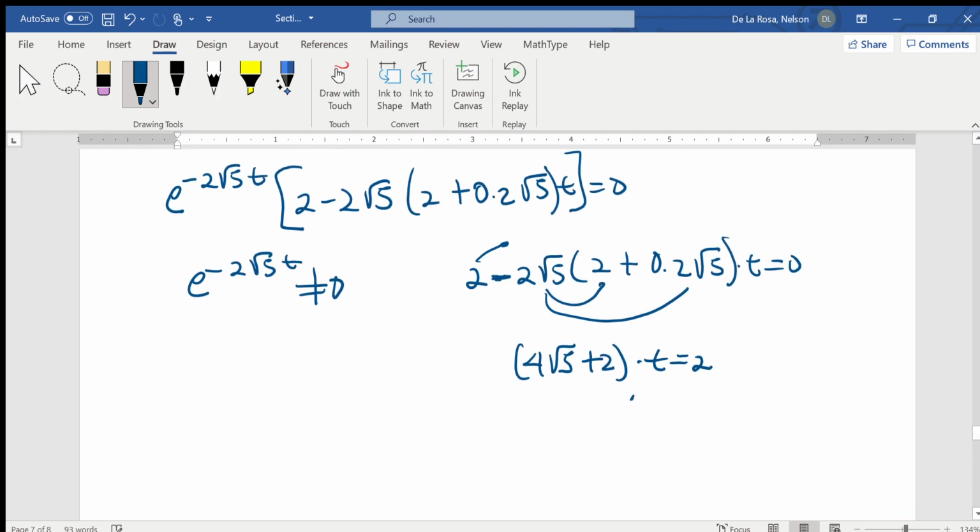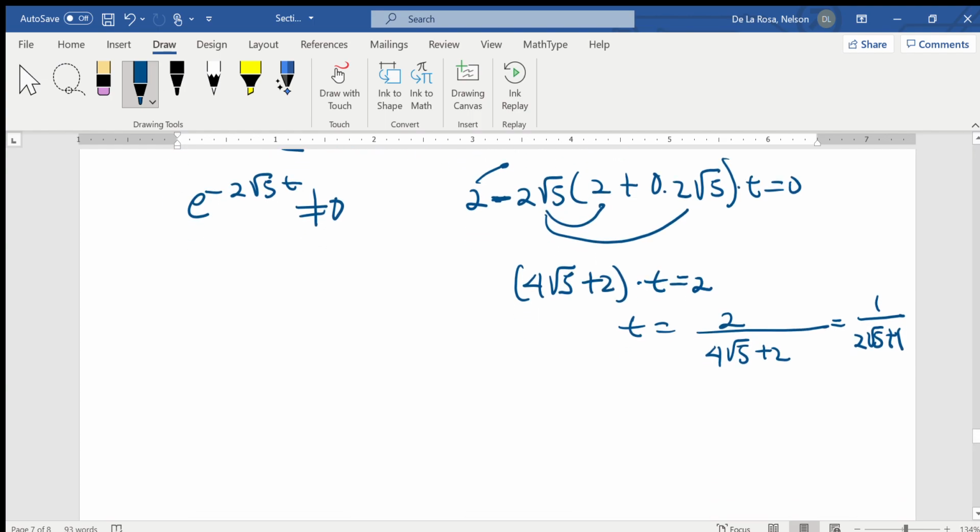And now we isolate t. t is going to be 2 over 4 square root of 5 plus 2. And this can also be simplified as 1 divided by 2 square root of 5 plus 1. And then if you compute it in a calculator, it's going to be around 0.18. Also, you have to make sure that at 0.18 you have in fact a maximum. So how do you do that?